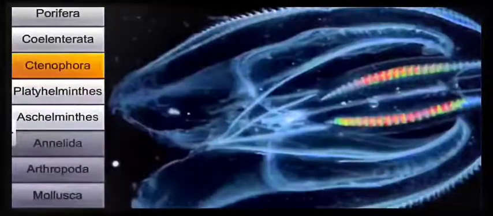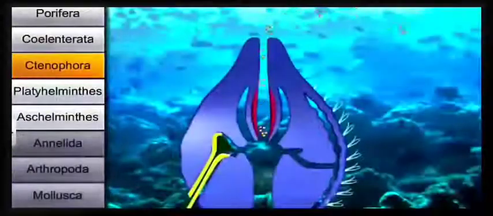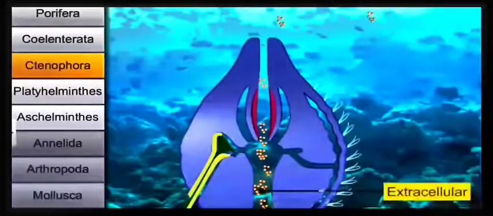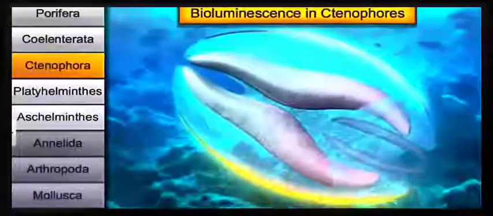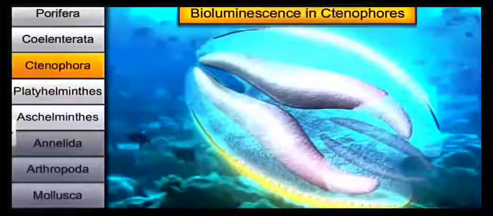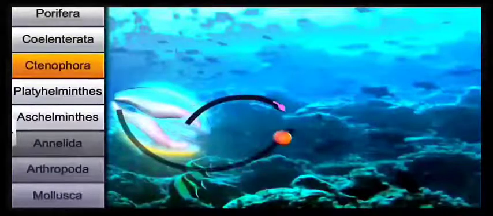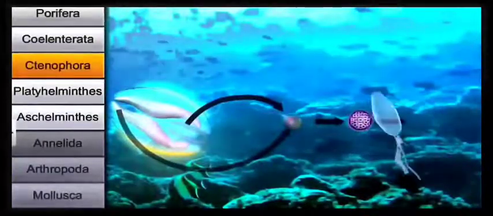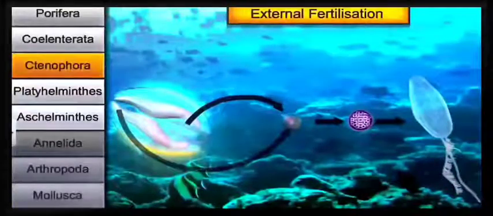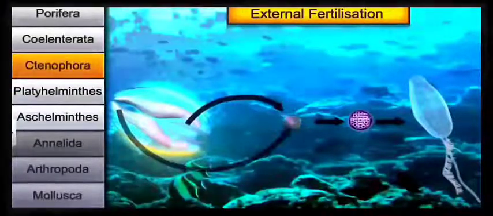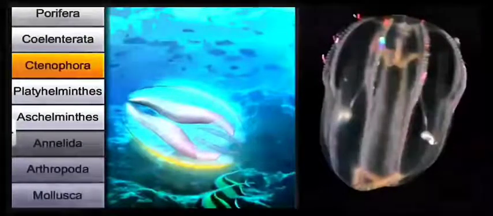But in their body there are longitudinal 8 comb plates, and they have again a cavity which shows both extracellular and intracellular digestion. They have a unique property of bioluminescence. They emit light in darkness. That is a unique property. They are hermaphrodite and they produce the larvae, that is indirect development is there by the external fertilization. The examples of Ctenophora are Ctenoplana and Pleurobrachia.